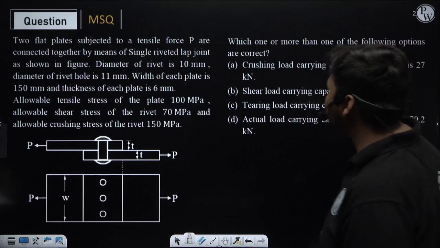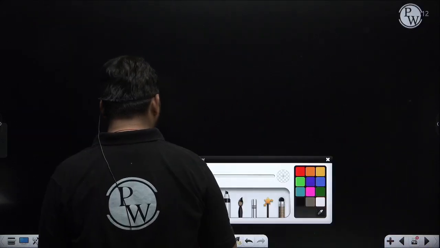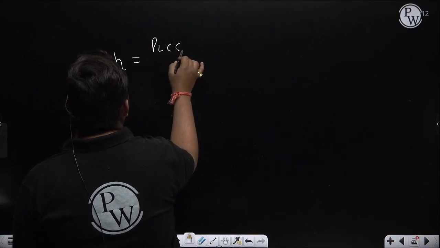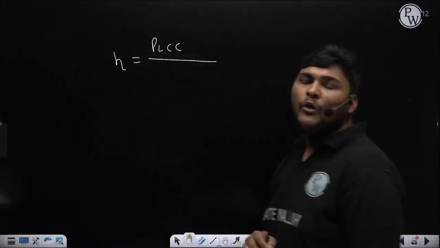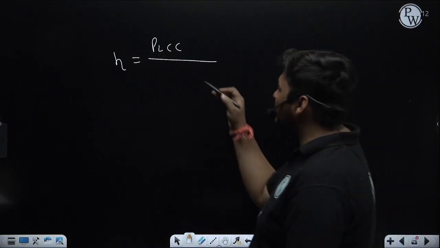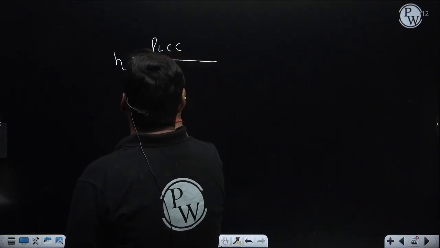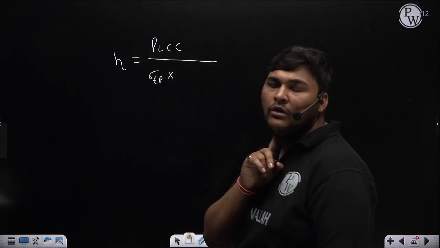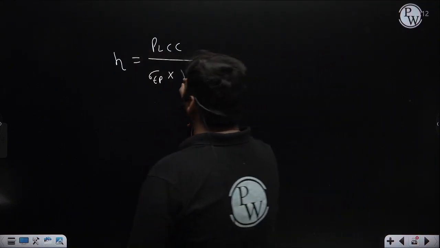So if I write the expression of efficiency of the joint, I am denoting efficiency as eta. It is the actual load carrying capacity, which I already explained how to calculate, upon the load carrying capacity without rivet and hole. You can directly remember this expression. It is sigma TP, that is the permissible tensile stress, and if no rivet and hole is present, then the effective area will be width into thickness.